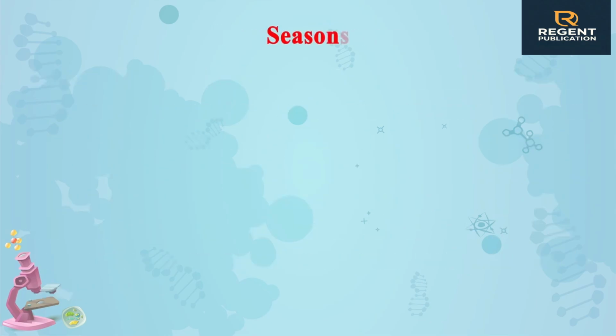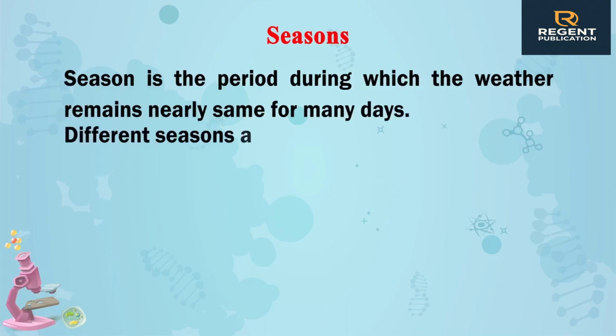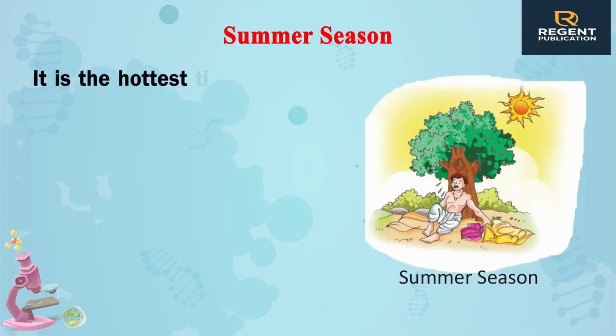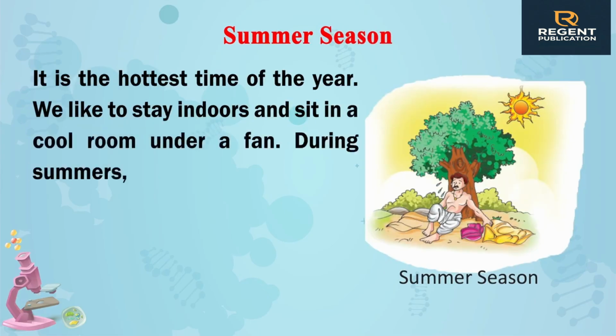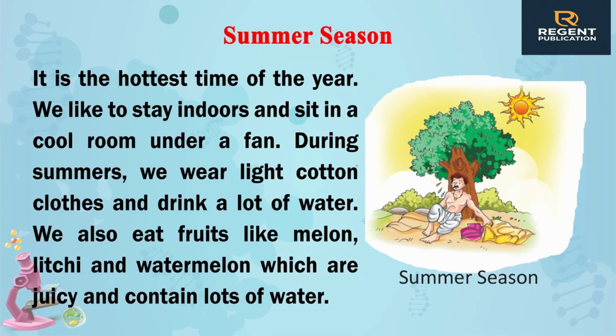Seasons. Season is the period during which the weather remains nearly same for many days. Different seasons are summer season. It is the hottest time of the year. We like to stay indoors and sit in a cool room under a fan. During summer, we wear light cotton clothes and drink a lot of water. We also eat fruits like melon, lychee and watermelon, which are juicy and contain lots of water.